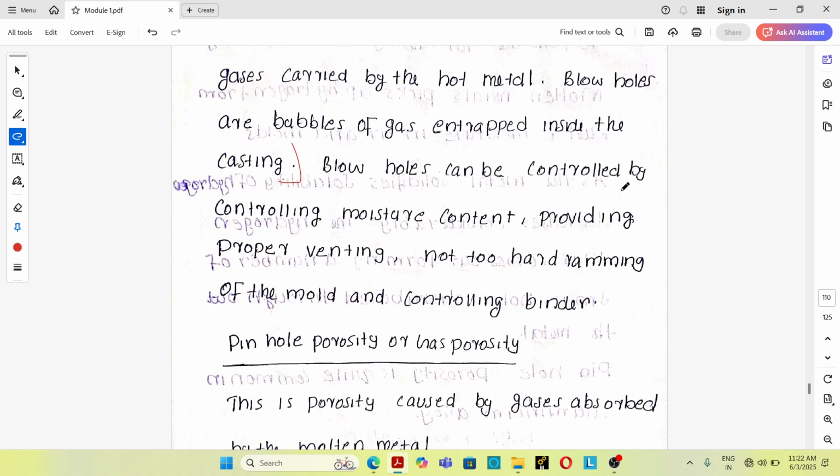This blowhole can be controlled by controlling moisture content, providing proper ventilation, not ramming the mold too hard, and controlling binders. So in this way we can control blowhole defects: controlling moisture content, providing proper ventilation, not ramming the mold too hard, and controlling the binders.